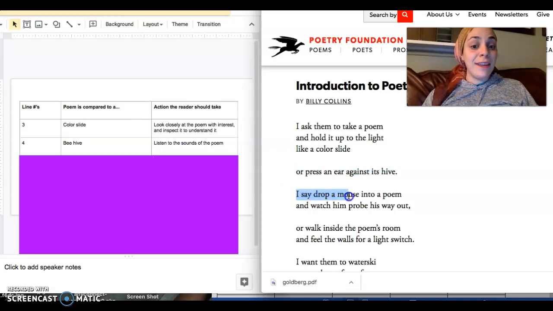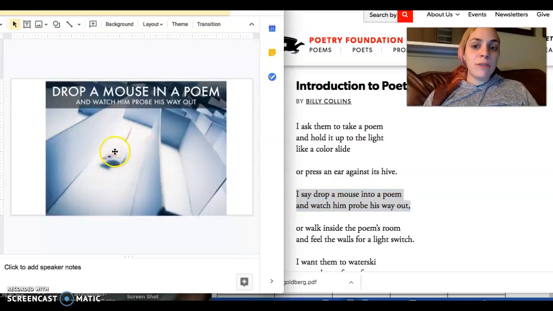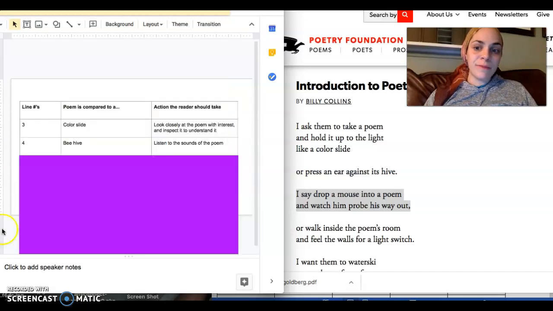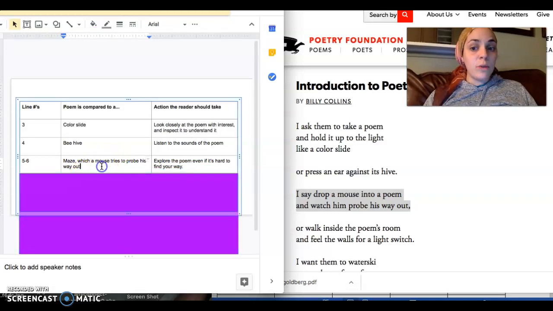Line 5, I say, drop a mouse into a poem and watch him probe his way out. Let's take a look at the picture. So we have the imagery of a mouse being dropped into a poem, and when you probe your way out, we're reminded of a maze. So there's the mouse in the maze. So what's the poem compared to? The poem is compared to, lines 5 and 6, the maze, which a mouse tries to probe his way out. We are like the mouse inside the maze of the poem.